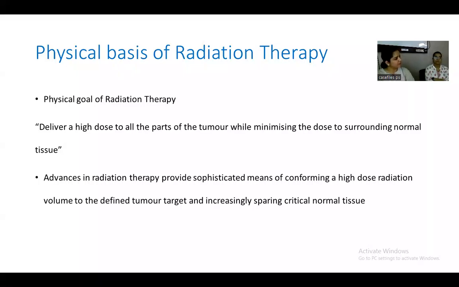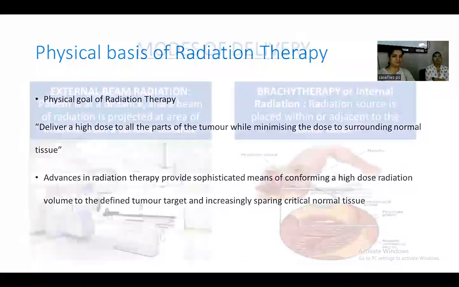So the basic aim of radiotherapy remains the same. As we advance with newer technologies, the main focus is to target only the tumor, irradiate the tumor and not the surrounding tissue, so that we can minimize the side effects.